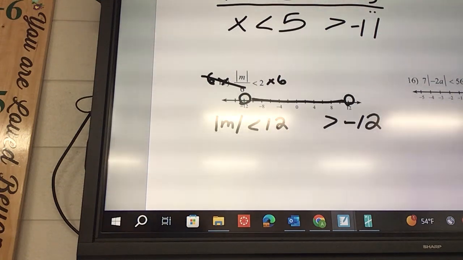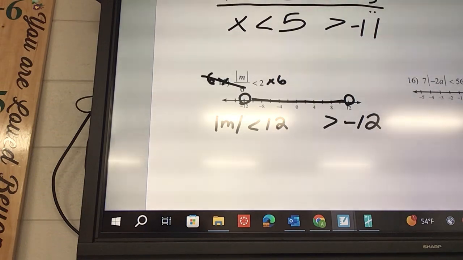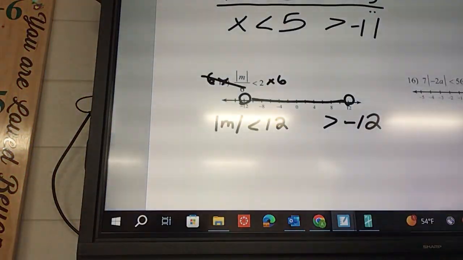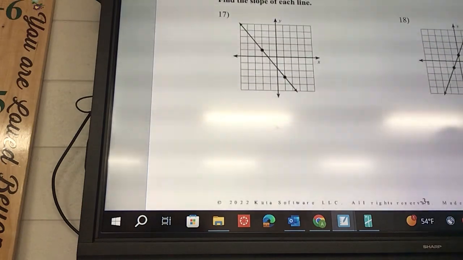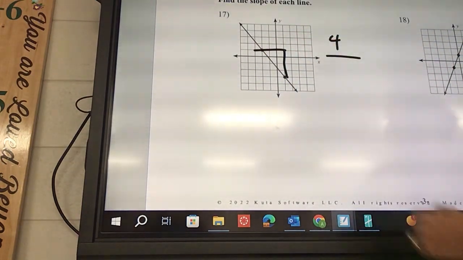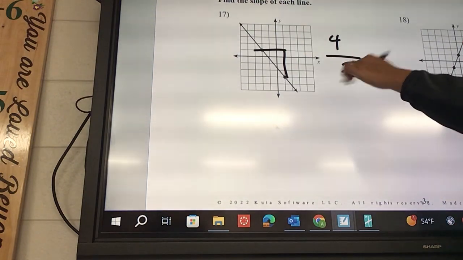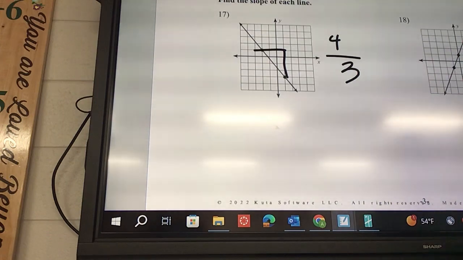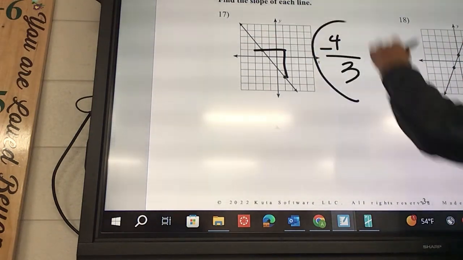Okay, 17, how do we find the slope? Rise over run. What does that mean though? You count how many you rise, count how many you run. How many go up or down, and then left or right. So how much do we go up? 4. How much do we go over? 3. Is that a positive or a negative line? Negative. And that one's done.